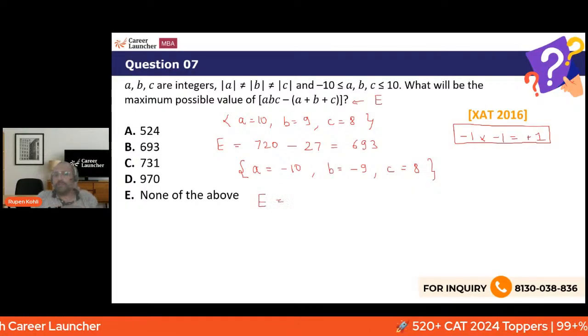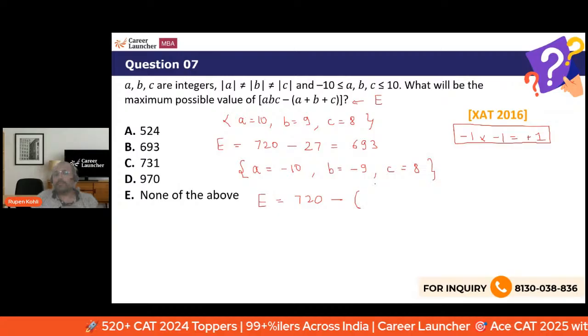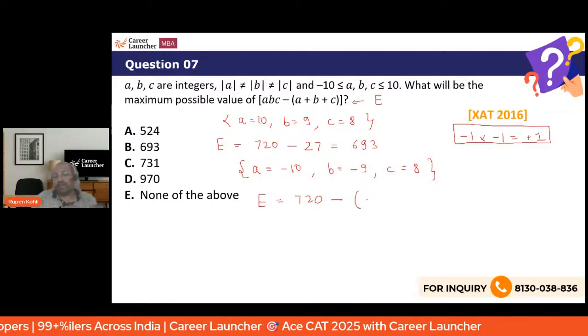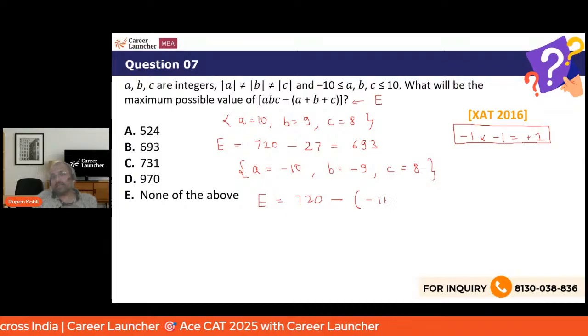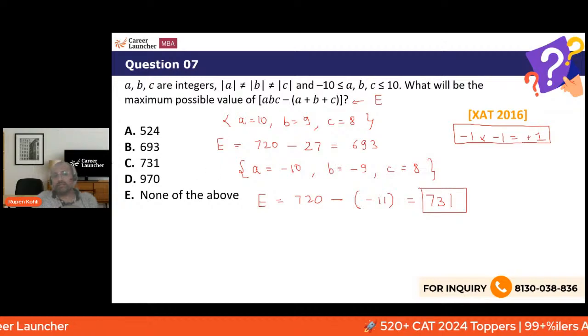So what does it become? Still -10 into -9 into 8 is 720. But what you're subtracting is the sum of these: -10, -9, -19 plus 8. -19 plus 8 is -11. 720 minus -11 is 731. That's the answer staring at us, which is an option.